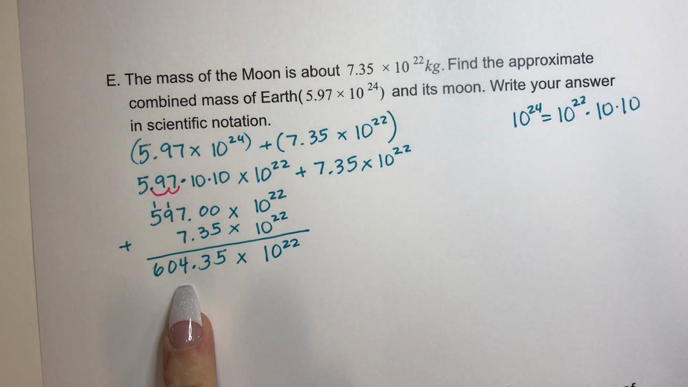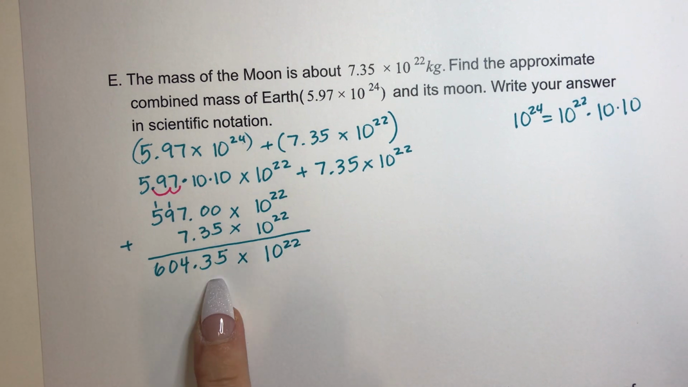Now the question is, is this too big? Is it between 1 and 10? It is not between 1 and 10, which means it's too big, which means we need to make it smaller. So to do that, to make a number smaller, we're going to multiply by 10 or divide by 10.